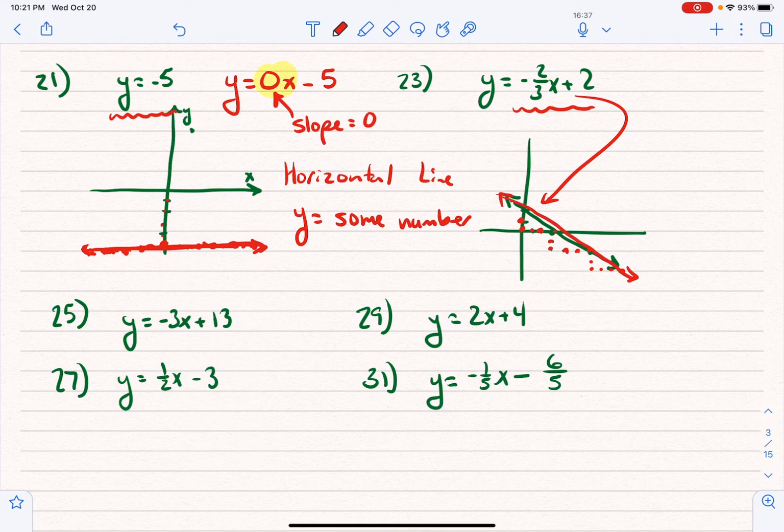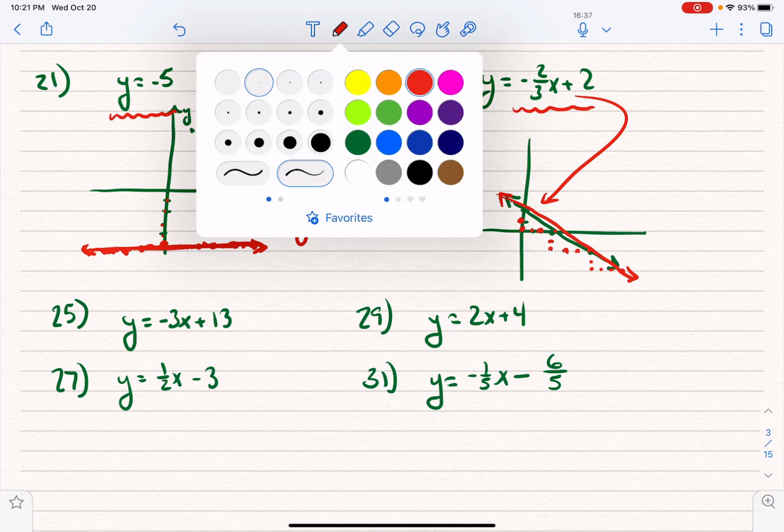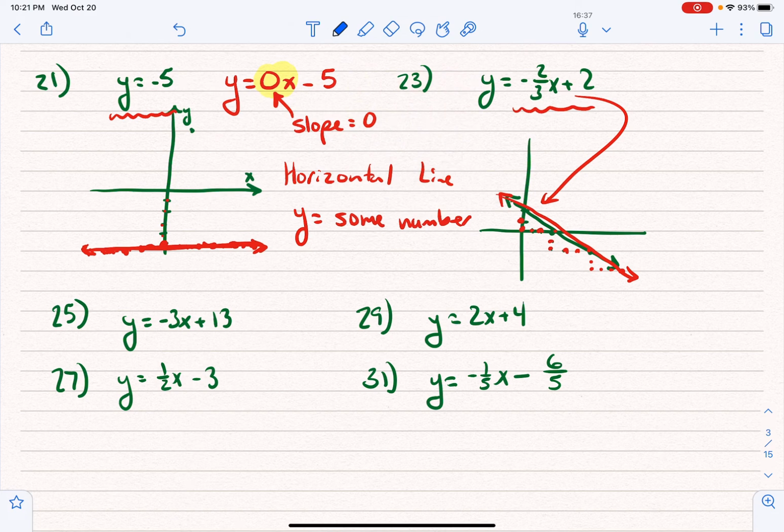Okay, and then here are the answers to 25, 29, 27, and 31. I'd like you to check your answers and see how you did. On 25, what we were supposed to do was come up with the equation based on 2 points, and you should have y equals negative 3x plus 13. On number 29, you should have y equals 2x plus 4. On 27, y equals 1/2 x minus 3. And on 31, you should have y equals negative 1/5 x minus 6/5. Yes, that's an ugly one.